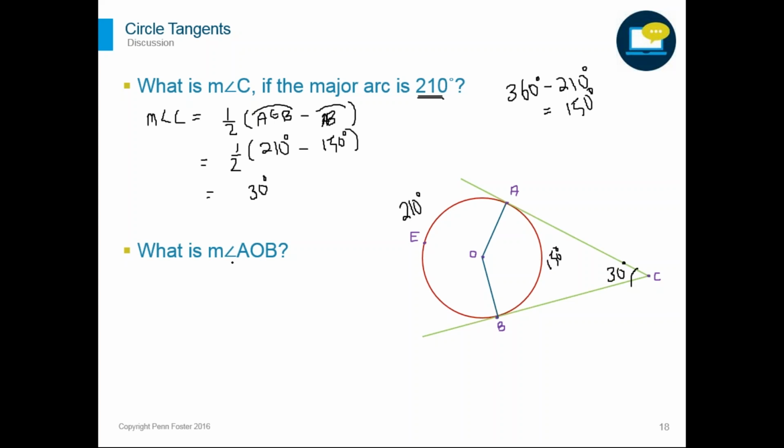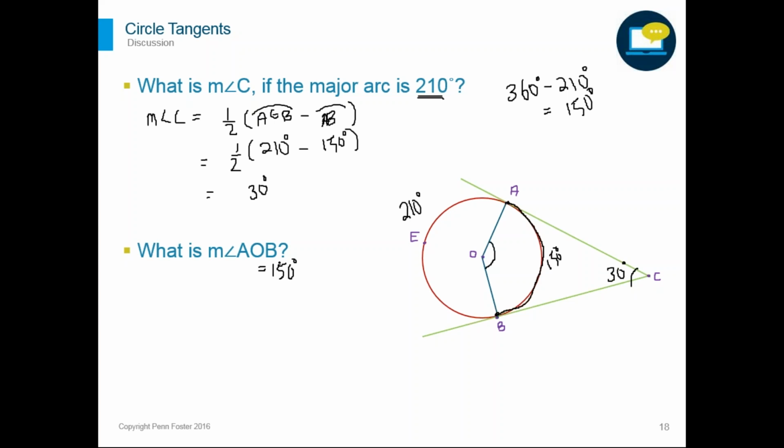What is the measure of AOB? AOB, it's a central angle. What do you think? Easy, straightforward. Since the arc measure that this central angle intercepts is 150, then the central angle measure itself is what? 150 equals 150. That's it. It's that easy.